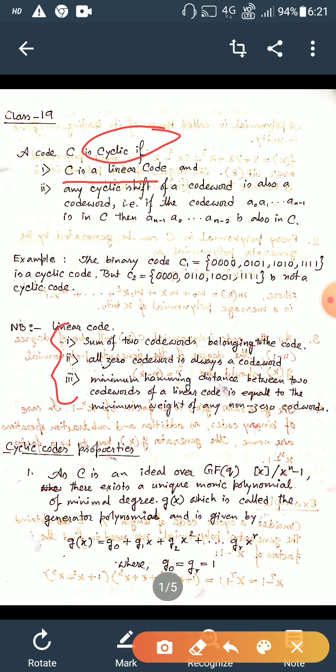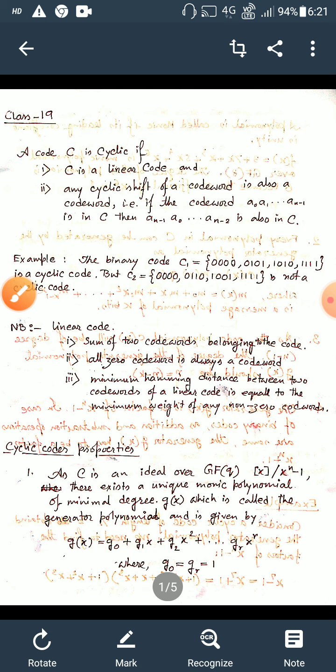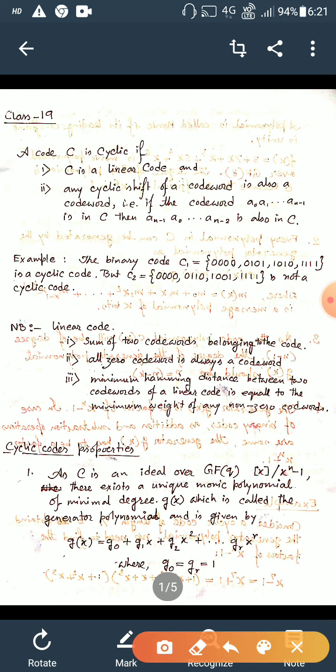And the second one: any shift of any code word is also a code word. Okay, so these are the ultimate things when you are talking about the cyclic code. Now for the cyclic code properties, the first is that C, the cyclic code, is an ideal over the Galois field Q[x]. X is the variable term and Q is the Galois field value.